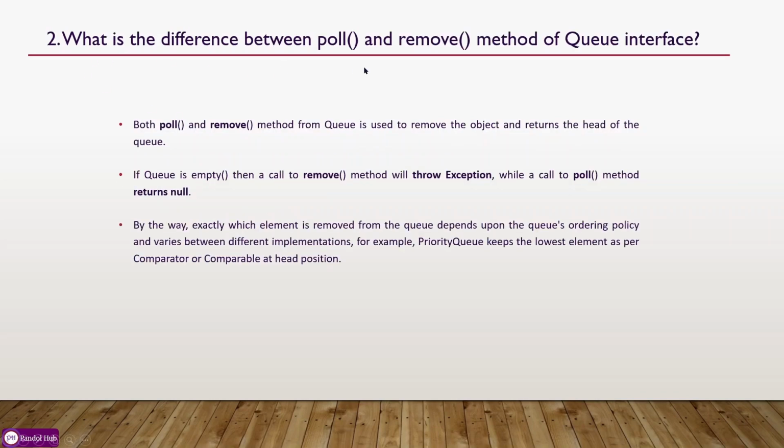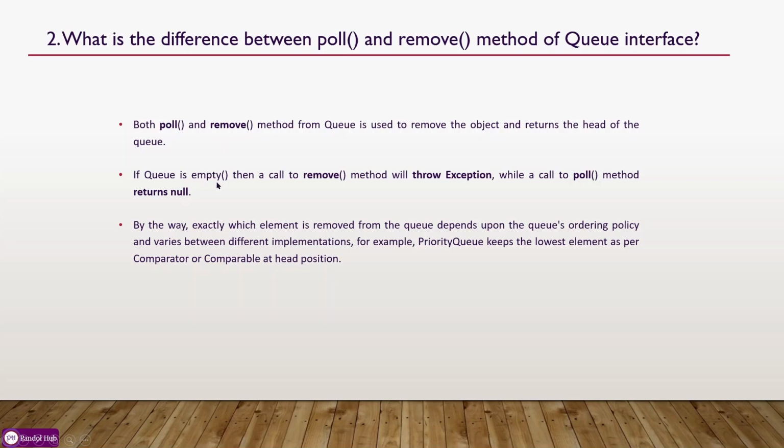So what is the difference between poll and remove method of queue interface? So we know what the queue is. It is first in, first out. Both poll and remove methods from queue are used to remove the object and return the head of the queue. So if that is the head element, that is the first element which was inserted and which is ready to be removed, both the poll and remove methods are going to return that element.